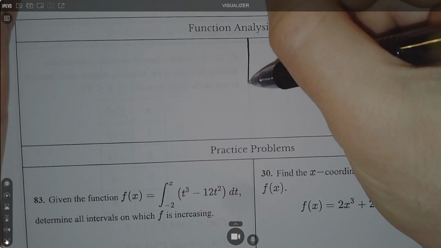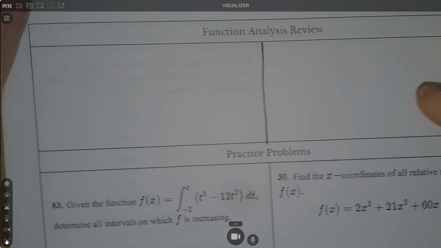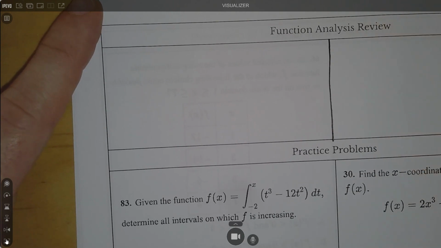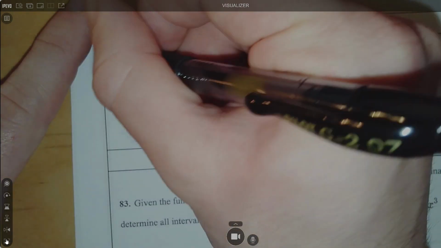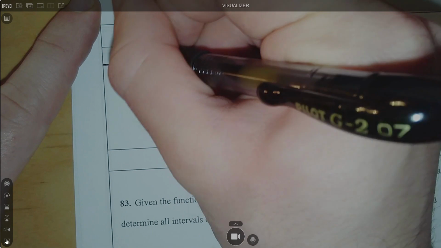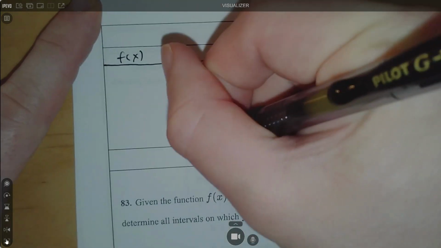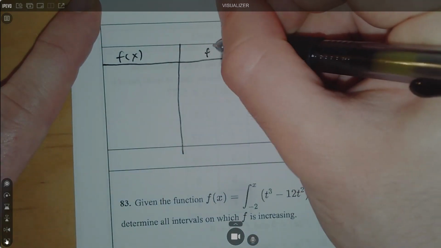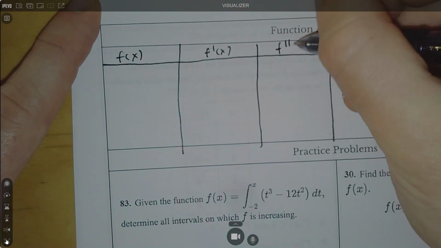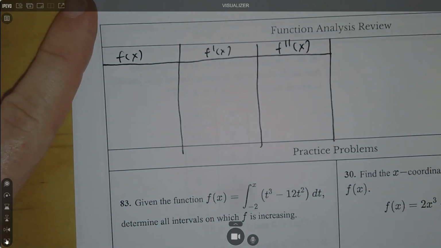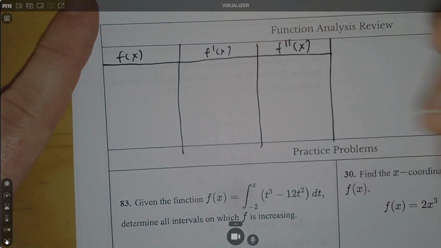Okay. We're going to start with a little bit of review, and feel free to do this on another sheet of paper if you need more space. I'm going to talk a little bit again about the function, the first derivative, and the second derivative, and what that means. I'm going to write as neatly as I possibly can. So we have f of x, which is the function. We have the first derivative, that's f prime of x, and then we have the second derivative, that's f double prime of x. I'm assuming you're good on that notation.